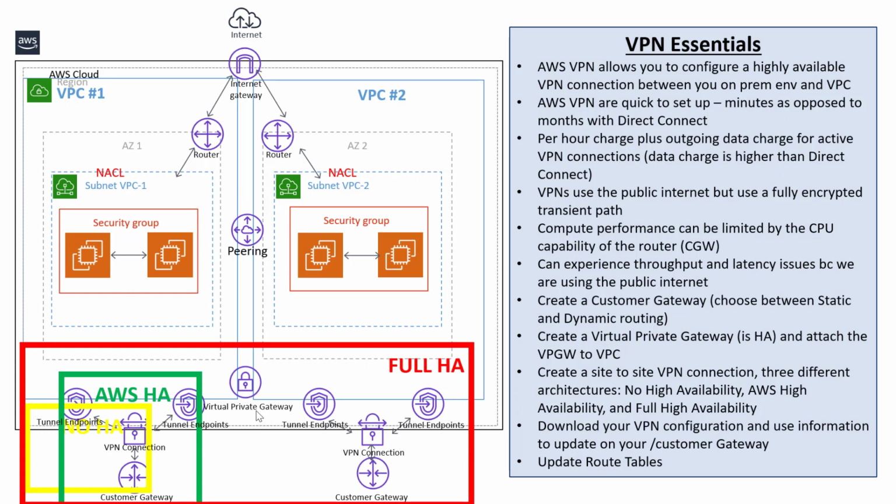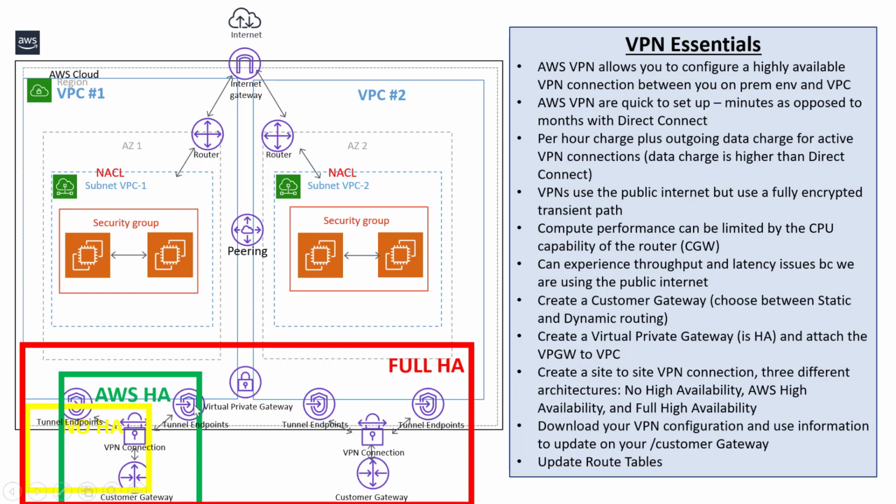The fourth step is to create a site-to-site VPN connection. So you just click on Create a Site-to-Site VPN Connection, and in this we have three different architectures that we can use for our VPN connection. The first is no availability. So no availability is a single tunnel between your virtual private gateway and your customer gateway. If one side fails, you lose your VPN connection.